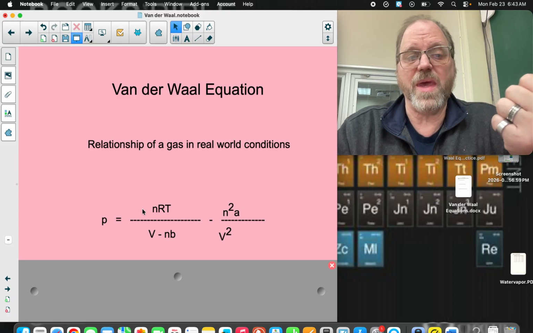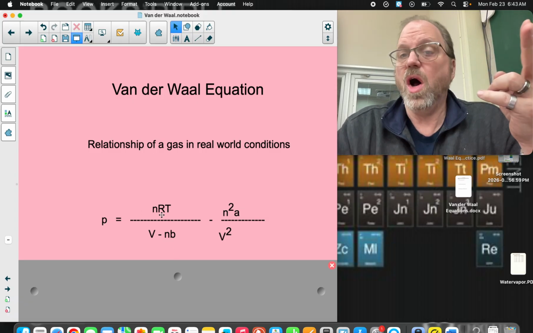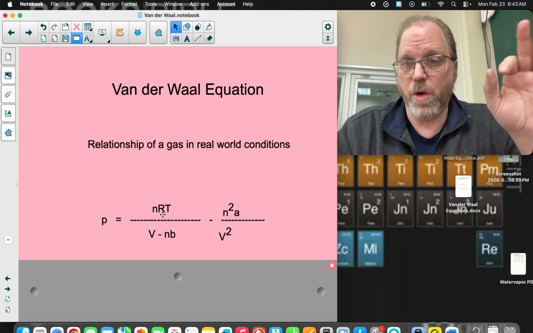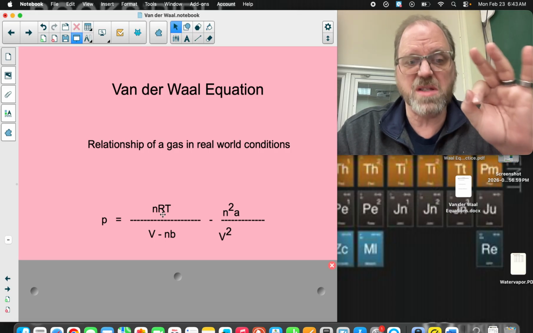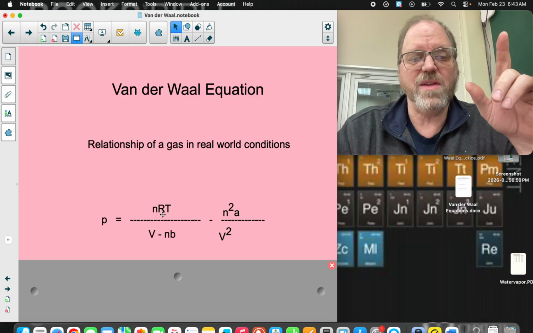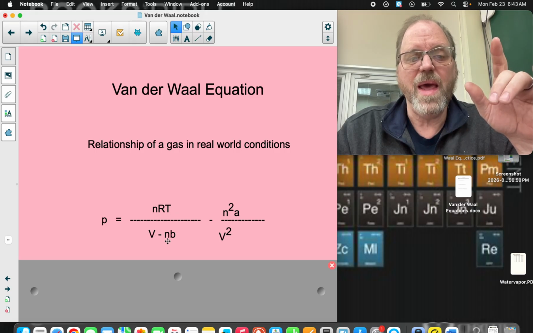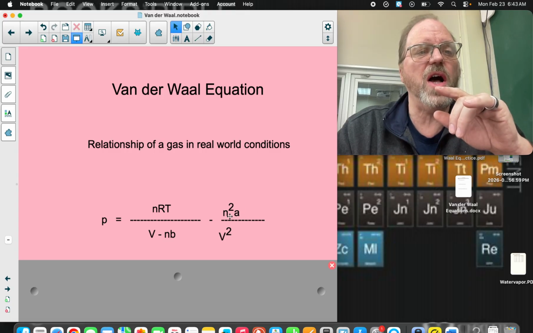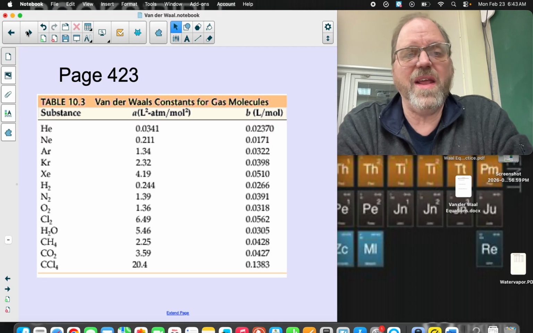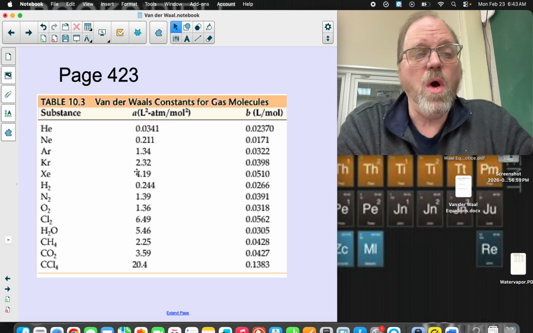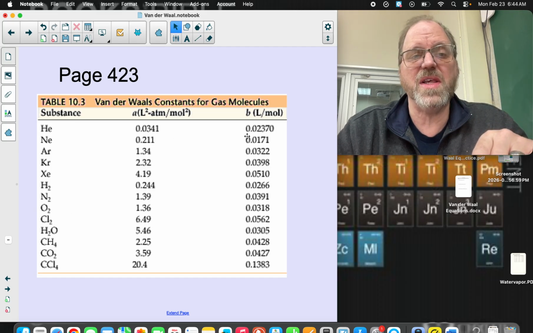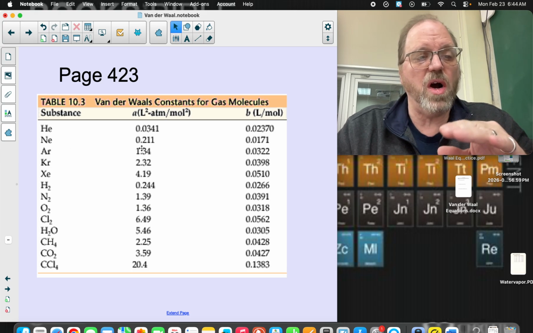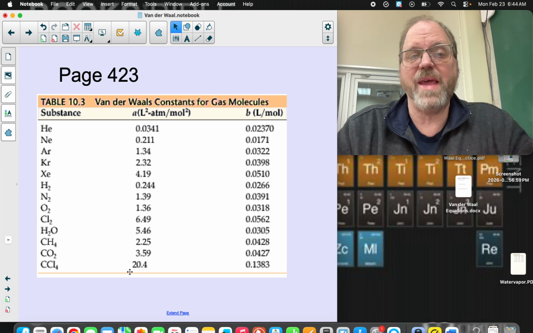We know what P is, we know n is moles, R is the gas law constant, 0.0821 liter atmospheres per mole Kelvin. That's the only one we're going to use because of the values we have. T is temperature, V is volume. B is a constant and A is a constant. Now these constants are found inside of here, so it depends on which gas we're talking about. If it's helium, it's these conditions. If it's neon, argon, krypton, those common gases are there.